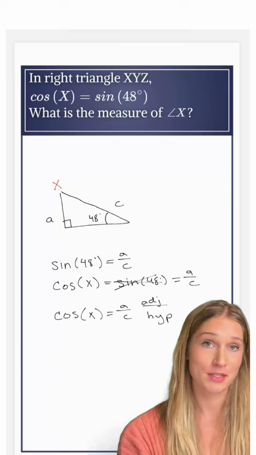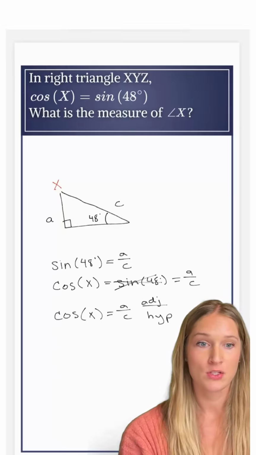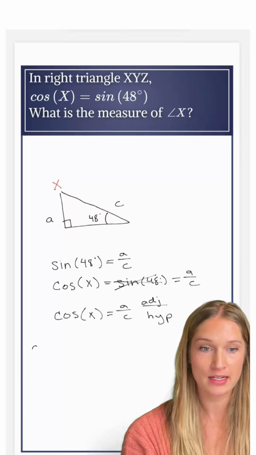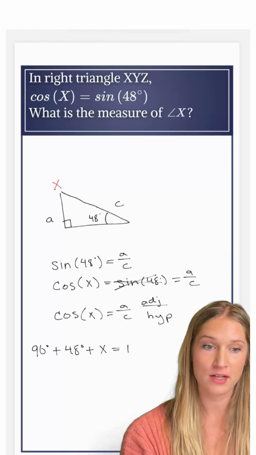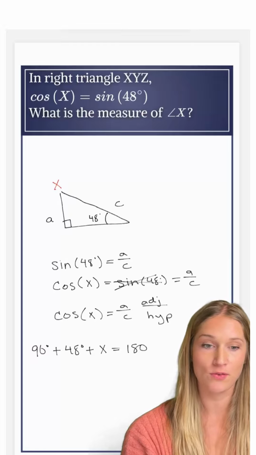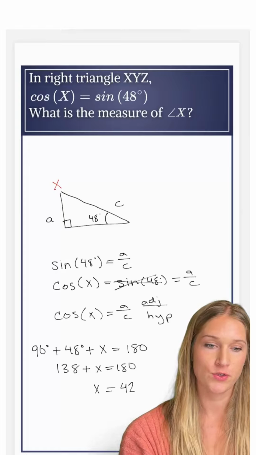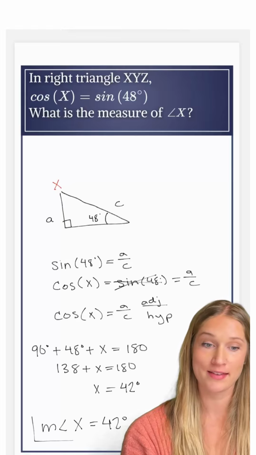angle X. Something that we know about all triangles is that the angles have a sum of 180 degrees. So I can look at this triangle and say, well, if all three angles have to add up to 180, one of them is 90, the second one is 48, and then angle X has to be that third angle, then I can go ahead and solve for X. And I find that X is 42 degrees. So the measure of angle X is 42 degrees. And that is all.